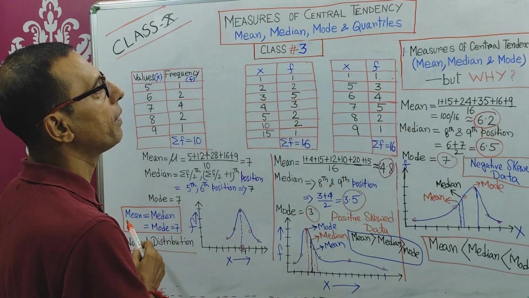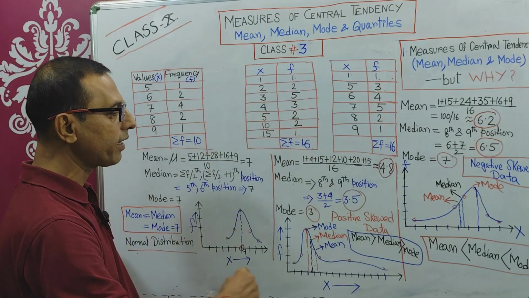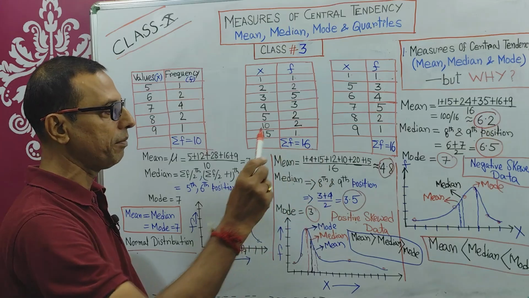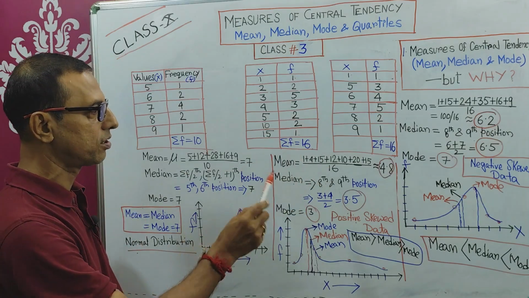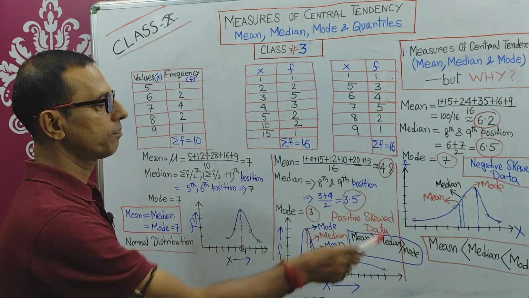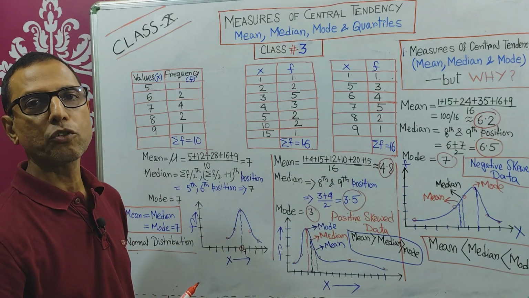And why the measures of central tendency, what kind of distribution, by looking into the mean, median, mode relationship, how you can understand the data distribution. That is what I have tried to make you understand.